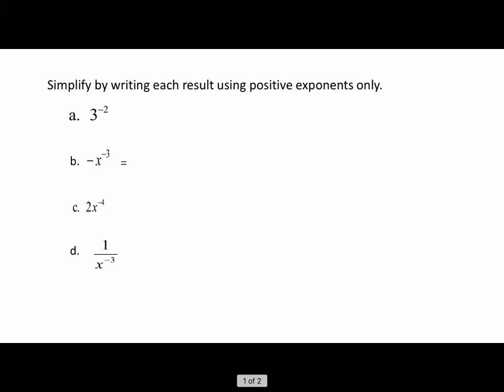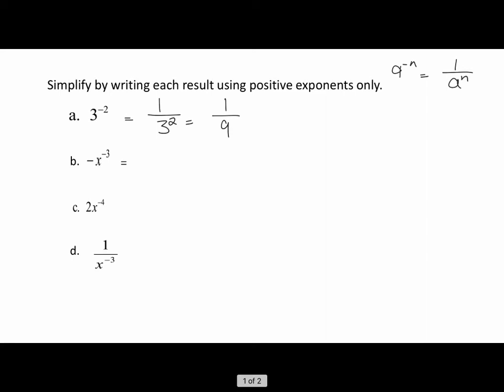Simplify by writing each result using positive exponents only. So we're going to use that negative exponent rule that we just talked about, which is any base raised to a negative power equals that base moved over a division bar becomes a positive exponent. So our first example, 3 to the negative 2 power. We're going to move that base 3 so that it has a positive exponent, and we'll need a number to hold the numerator's place, so that's going to be 1, and 3 squared is 9.